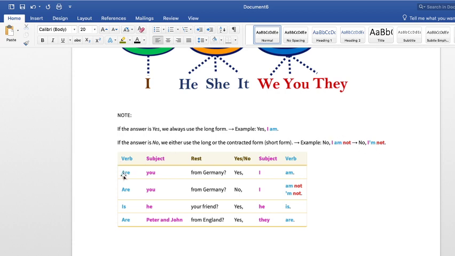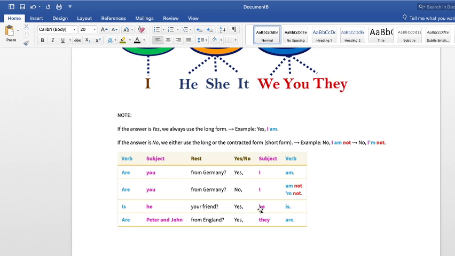The first question here is: are you from Germany? If your answer is yes, then you use the full form: yes, I am. Are you from Germany? If your answer is no, you can use both. You can use no, I am not, or no, I'm not. Both are correct.